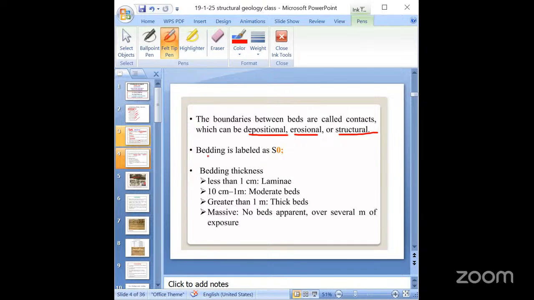Now bedding is labeled by thickness. Bedding less than 1 centimeter is called lamina. Bedding of 10 centimeters to 1 meter is called moderate beds. Bedding greater than 1 meter is called thick beds. And massive means no beds apparent over several meters of exposure.